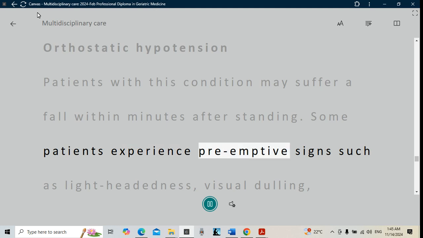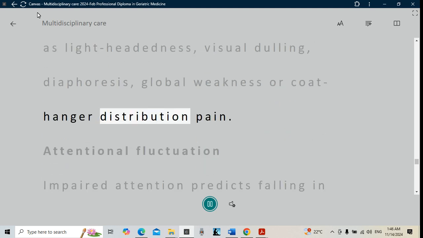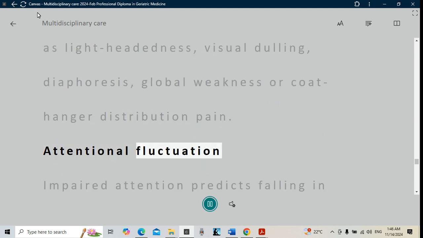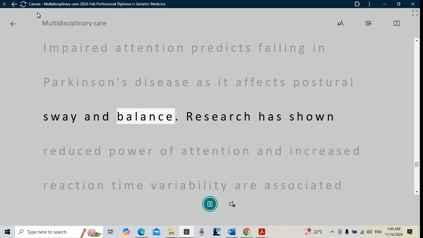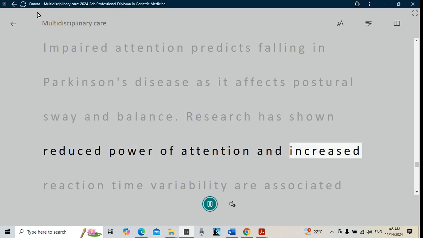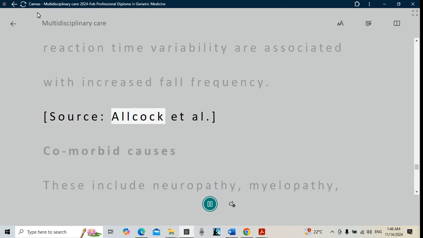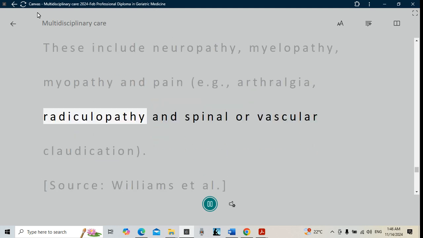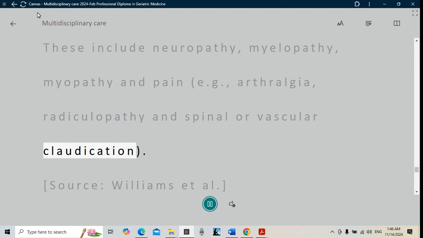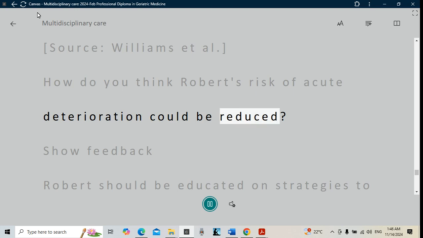Some patients experience preemptive signs such as lightheadedness, visual dulling, diaphoresis, global weakness, or coat hanger distribution pain. Attentional fluctuation. Impaired attention predicts falling in Parkinson's disease as it affects postural sway and balance. Research has shown reduced power of attention and increased reaction time variability are associated with increased fall frequency. Source: Alcock et al. Comorbid causes. These include neuropathy, myopathy, and pain, e.g., arthralgia, radiculopathy, and spinal or vascular claudication. Source: Williams et al.